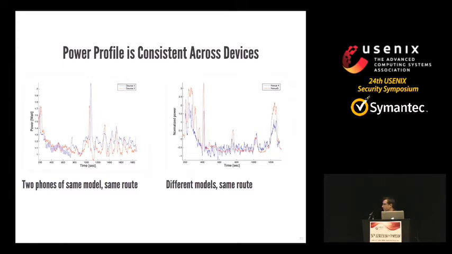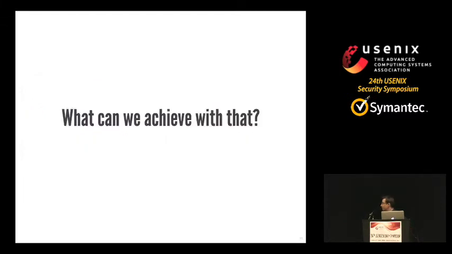We also wanted to check how it works for different phone models. On the right we have two Nexus devices, one is a 4 and one is a 5, but actually those devices have a different baseband chip. So in terms of the communication circuitry, they're somewhat different, and we still see a pretty high correspondence. Not as good as on the left side, but it's still very significant. Okay, so that's encouraging. What can we achieve with that?